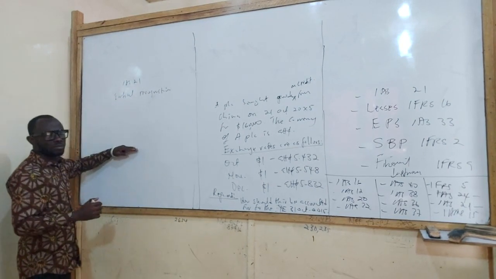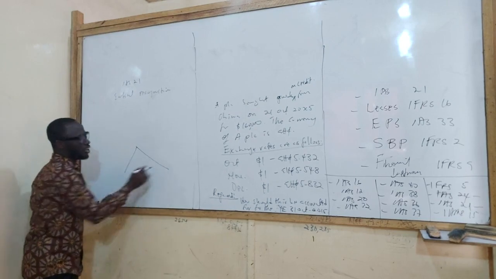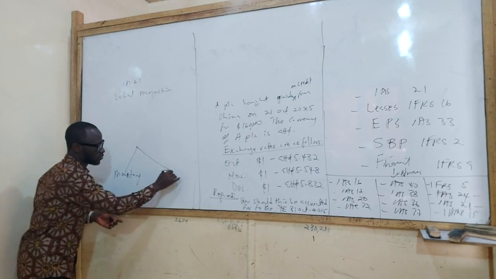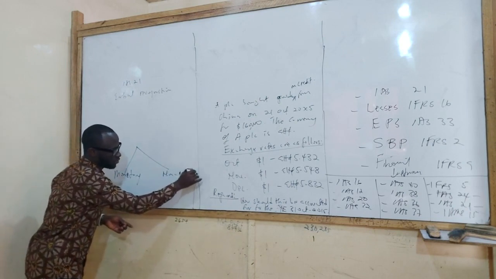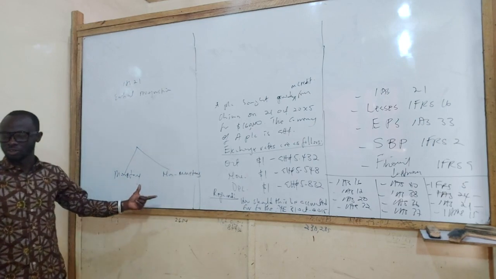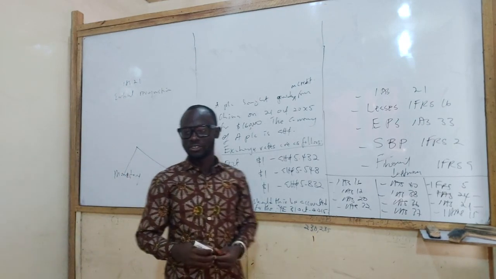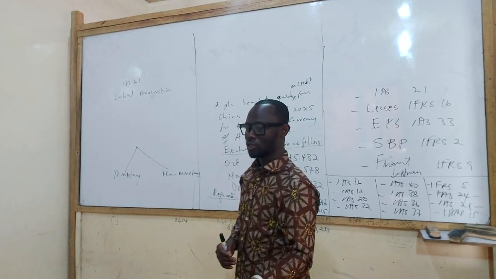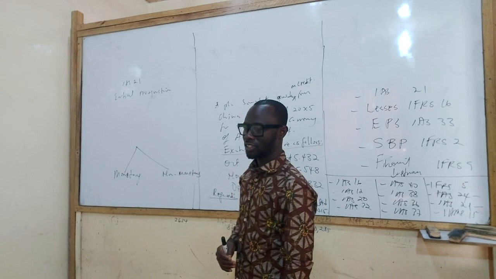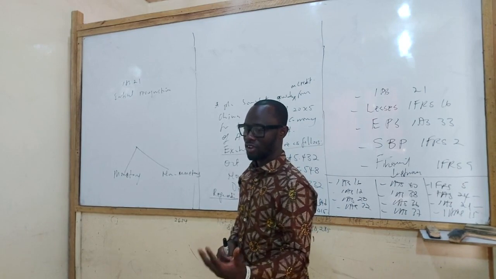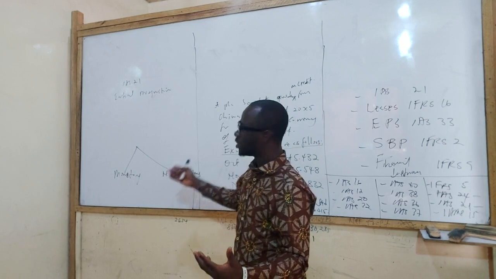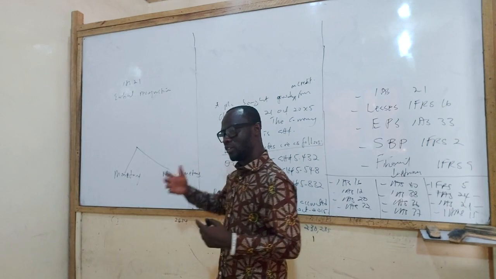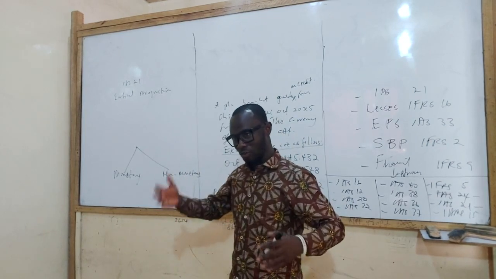Then on subsequent measurement, you have to ask yourself, are you dealing with monetary assets or non-monetary assets? Any idea about them? Monetary, maybe in the form of cash, like trade receivables. Trade receivables is a monetary asset. Creditors is a monetary asset. The non-monetary will be inventory, fixed assets, and all of those.